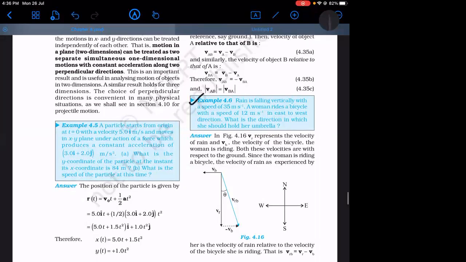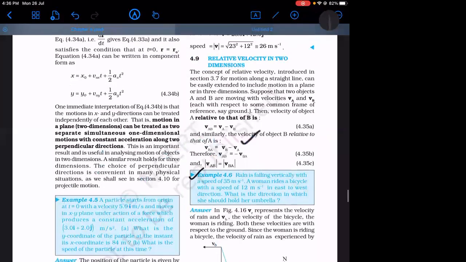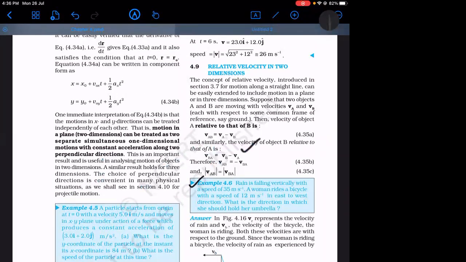Now I want you guys to try this problem. 2 minutes time, solve it and tell me. Rain is falling vertically with the speed of 35 meters per second. A woman rides a bicycle with the speed of 12 meters per second in the east to west direction. What is the direction in which she should hold her umbrella?